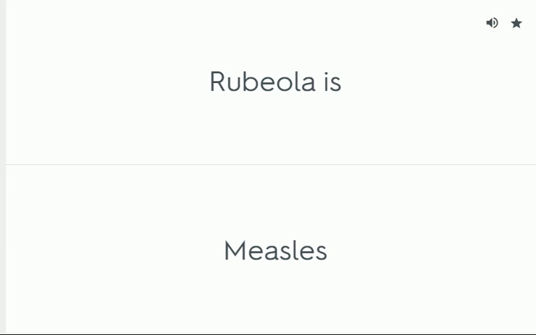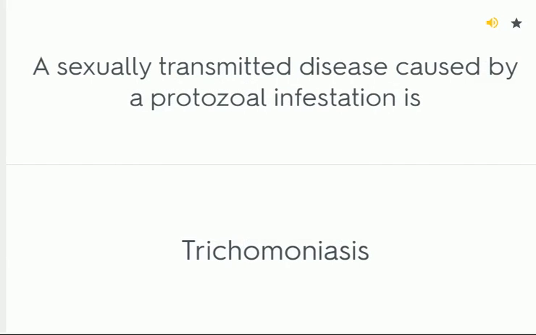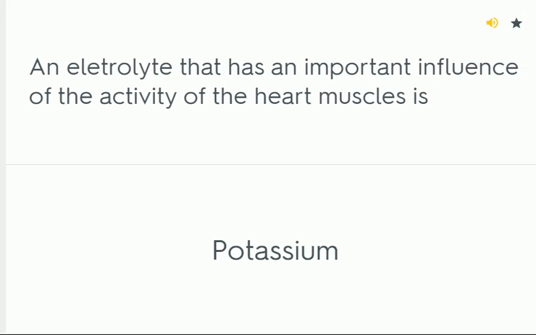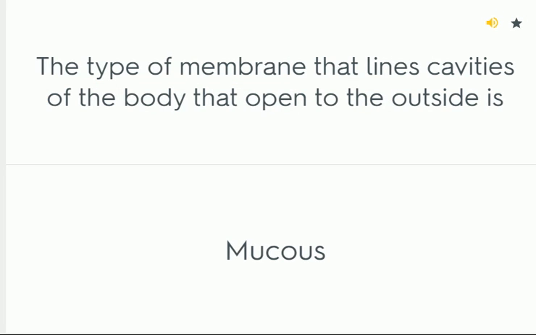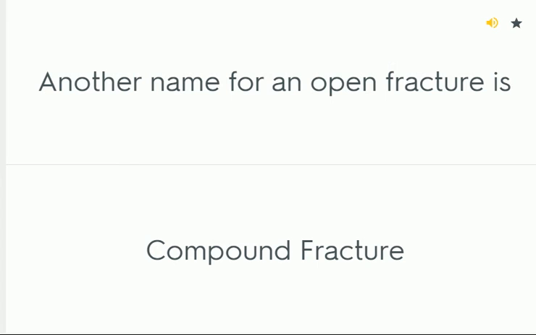Rubella is measles. A sexually transmitted disease caused by a protozoal infestation is trichomoniasis. An electrolyte that has an important influence on the activity of the heart muscles is potassium. Which of the following respiratory disorders is characterized by loss of lung capacity? Emphysema. The type of membrane that lines cavities of the body that open to the outside is mucous. Another name for an open fracture is compound fracture.